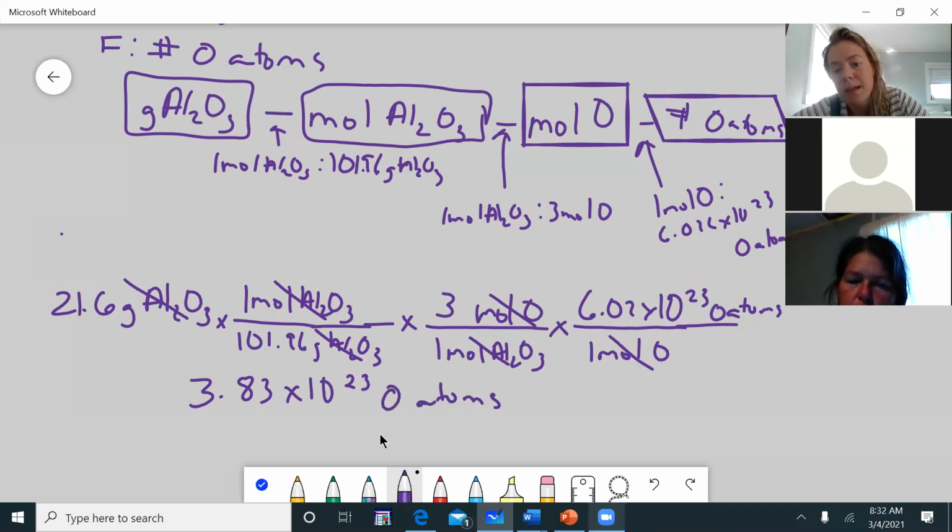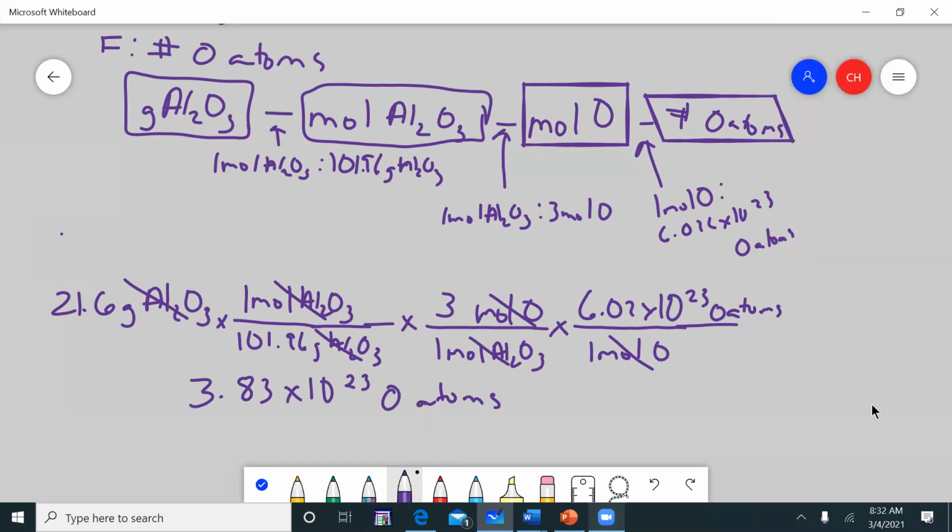Does a really big number make sense? Totally, because we're dealing with oxygen atoms. So we wouldn't want that to be anything teeny tiny.